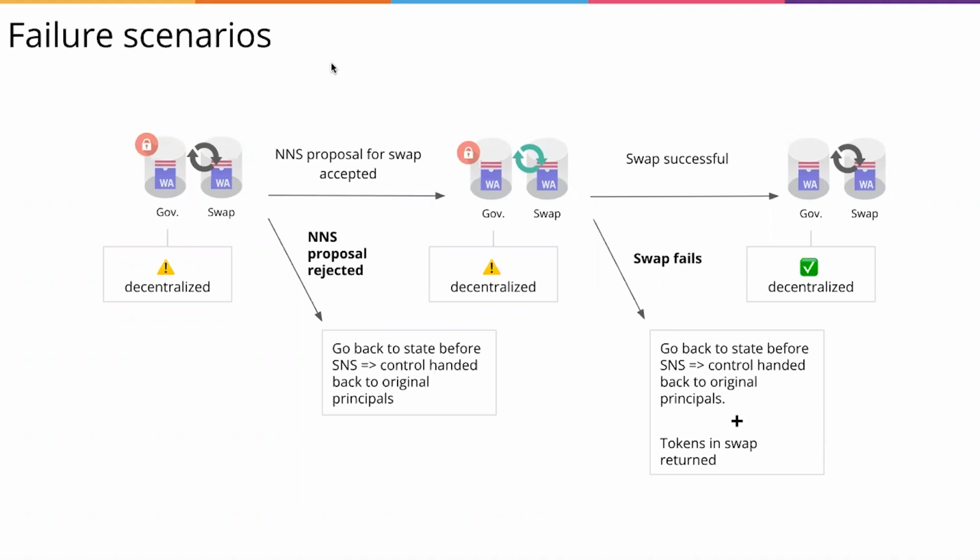The second point at which you could potentially have a failure is if the swap fails, if it doesn't meet its criteria around minimum amounts of ICP or minimum number of participants, then we have a failure case again. At that point again, we would return the DApp back to the principals that were controlling it beforehand, and the tokens in the swap would also be returned to their respective account holders. All the participants would receive their ICP back.